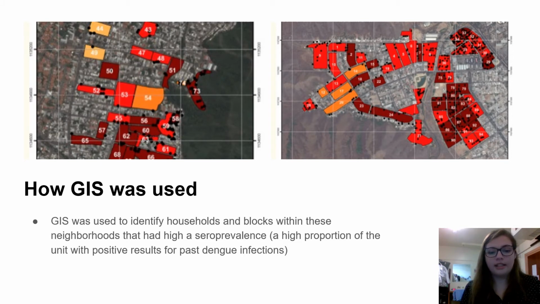GIS in this study was used to identify hotspot households and blocks within these neighborhoods that had a high seroprevalence, which is defined as a high portion of the unit with a positive result for past dengue infections. As you can see above, these two pictures represent the amount of people with past dengue infections, the dark areas being 36 to 50% seroprevalence.